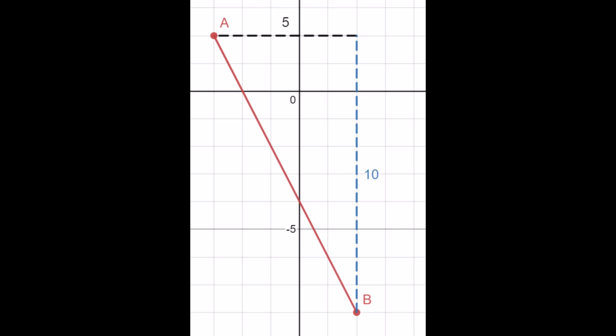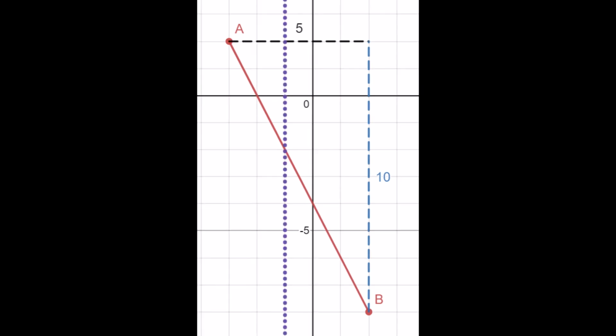2/5 of the x distance is 2/5 times 5, which is 2. 2 units to the right of A in the x direction is -1. We go to the right because point B is to the right of point A. The dotted purple line shows the x-coordinate of point P, which is -1.